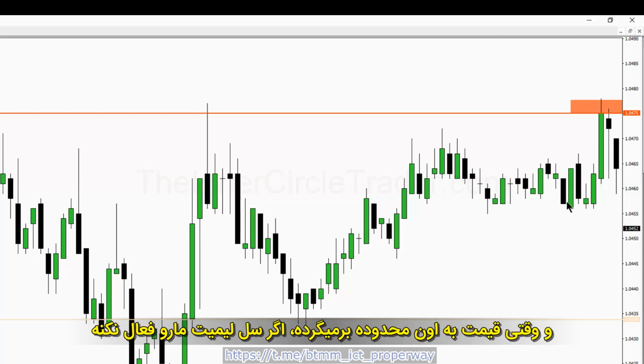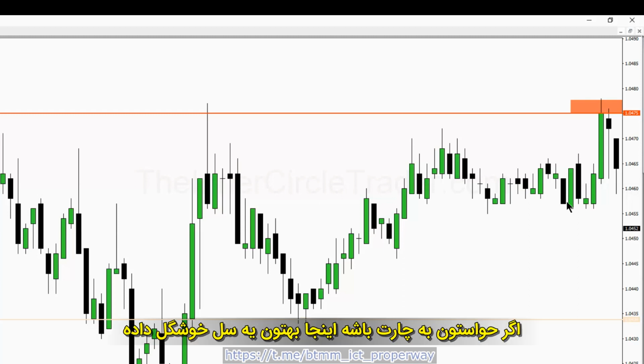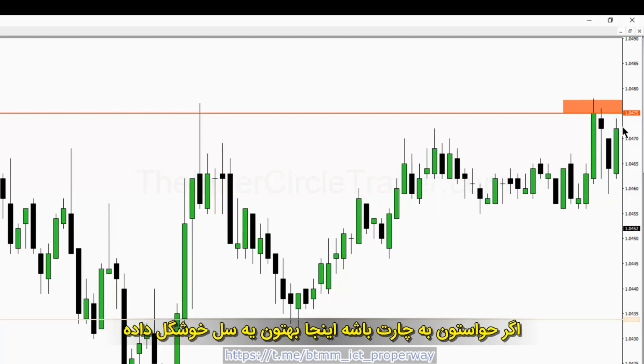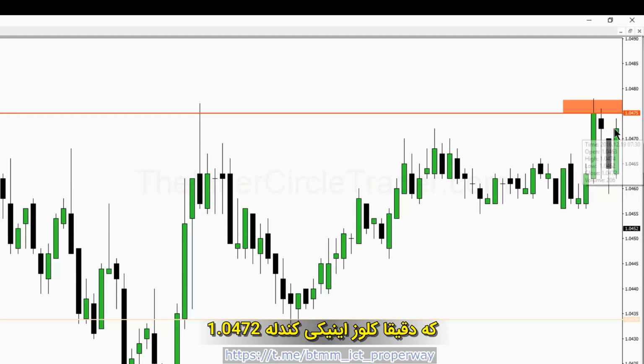When price trades back up to that level, if it doesn't give us an opportunity to go on a limit, we can trade it right as it hits it live. If you can be in front of the charts, right there. There's your sell. Now here's the thing. Look at the body's close on this candle right here. The close is 104.72. That's exactly the high on this candle's close, 104.72.